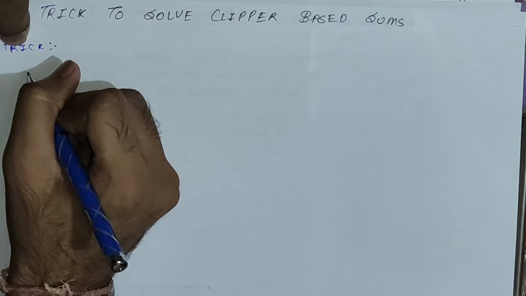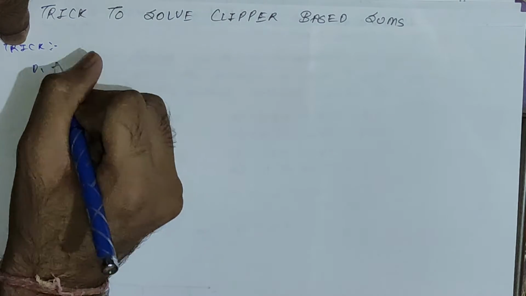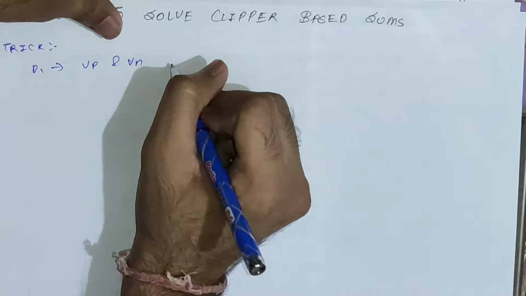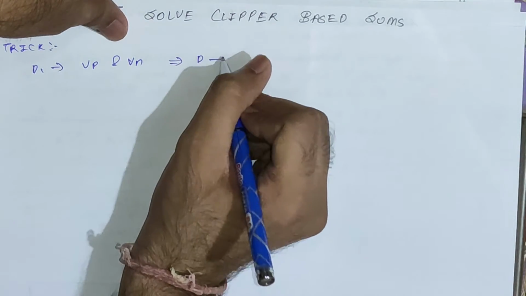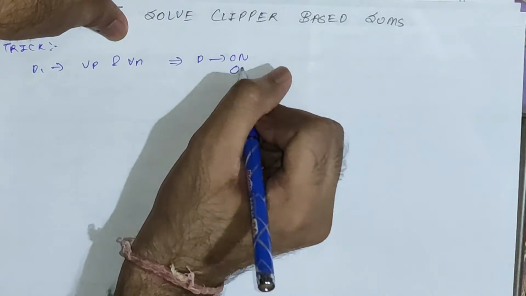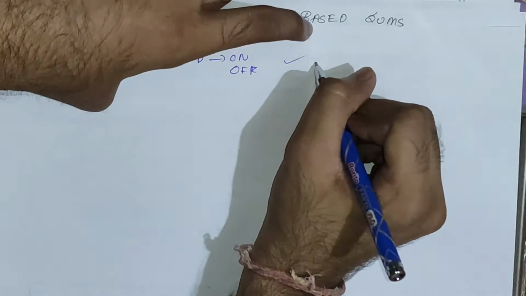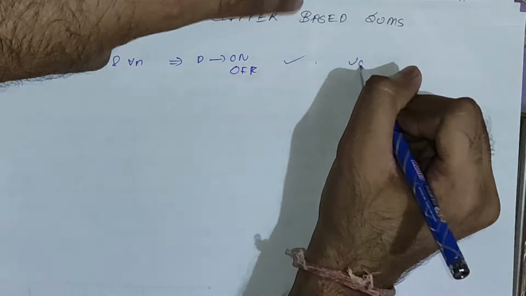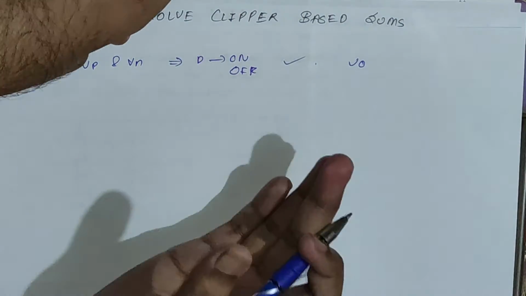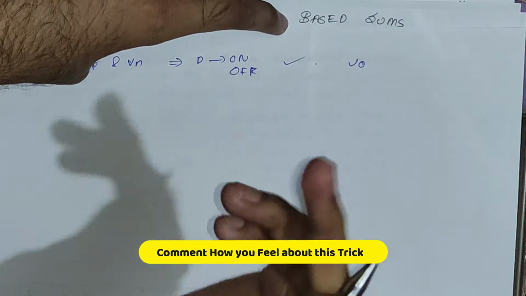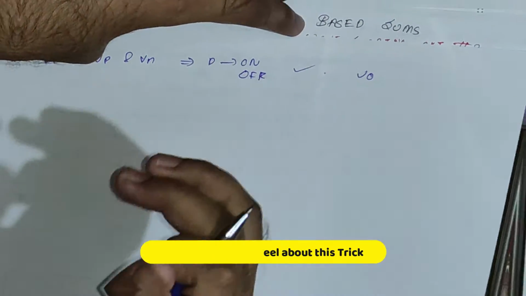So the trick says first you have to open the diodes and find out Vp and Vn such that you will get the condition for diodes to be on and off. Using that you have to derive the condition for input and from that you have to get your output. This is the trick similar to our first video but the application is slightly different. So let's see this trick into action.